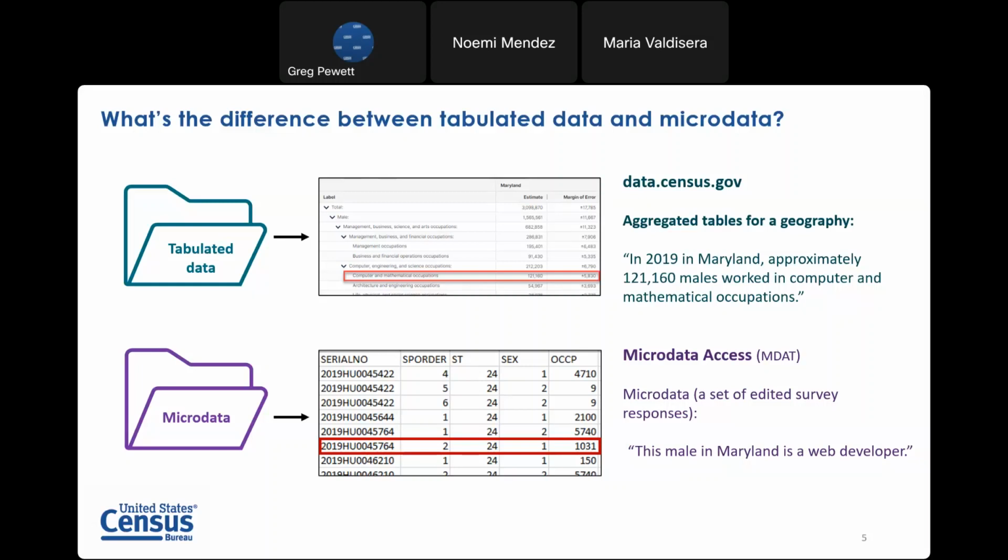And here you can go line by line of anonymized responses and see that the particular respondent highlighted in the screenshot on the bottom portion of the slide was a male who lives in Maryland and has an occupation specifically of a web developer. So that's actually based on the codes that are representing the different state, sex, and occupation in each of the variable columns.